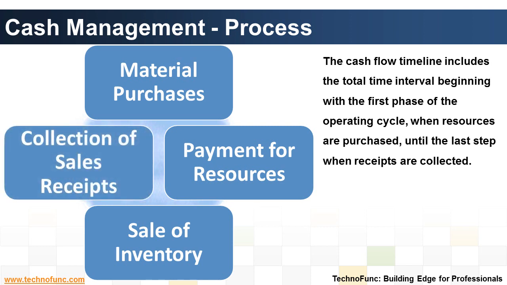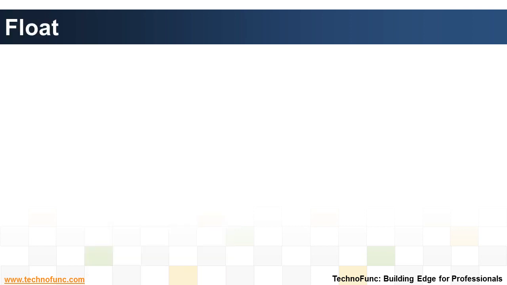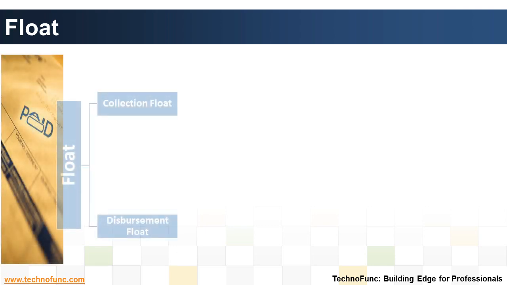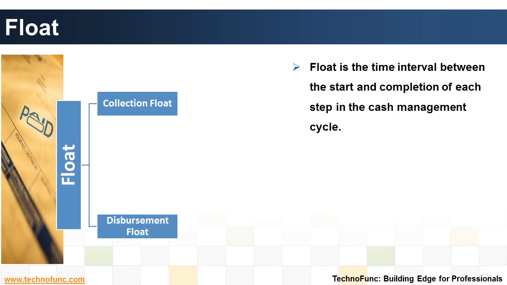Collection of receipts. Only when the customer has provided good funds for the merchandise or service does the cash flow cycle conclude for that transaction. Float. Float is the most critical component in cash management. Float is the time interval between the start and completion of each step in the cash management cycle. The management of float is the management of cash.